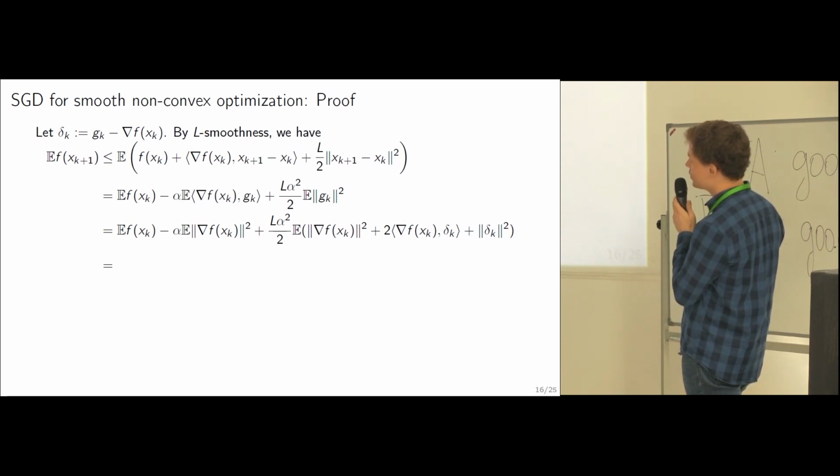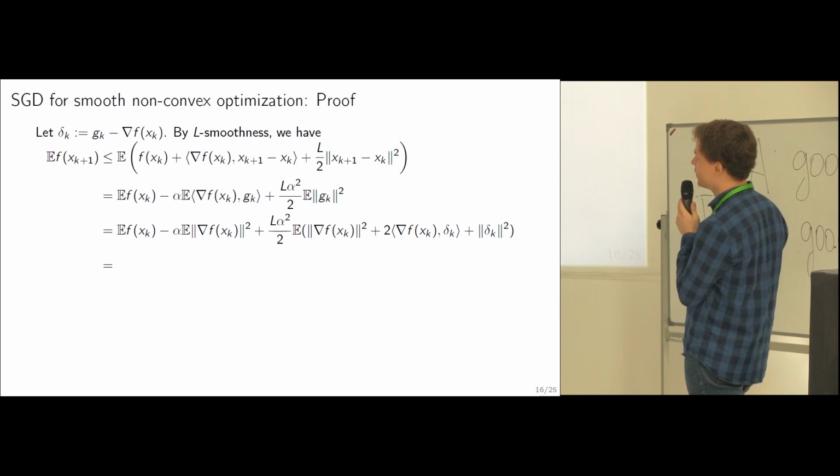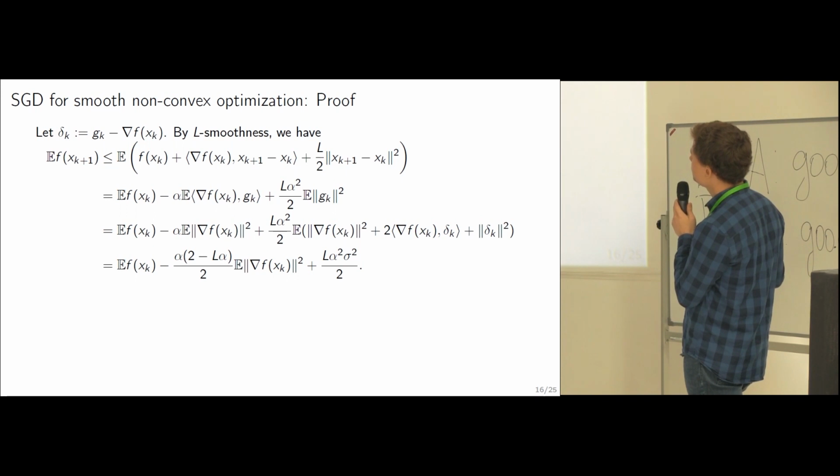And now what we do, we introduce this delta_k. This is actually the error in estimating the true gradient. We add and subtract delta_k here and open this square. So we obtain this thing. Again, by moving expectation inside, this term cancels because the expectation of delta_k is 0, right? And we obtain this term, which we combine with this thing, and we obtain a slightly different coefficient here.